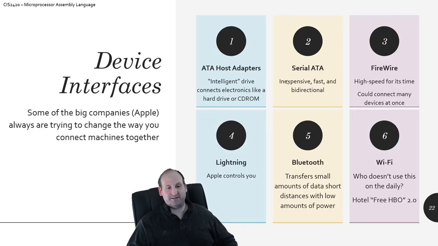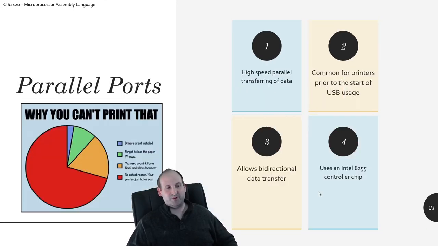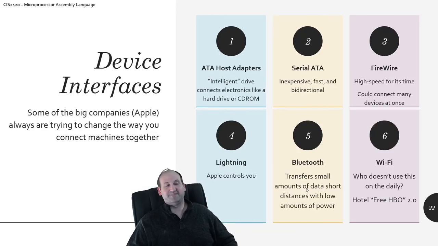And just to finish up here, now we have all sorts of different types of wires. I say parallel, different kinds of interfaces, right? And Apple always coming up with their own Lightning, and Bluetooth and Wi-Fi and FireWire and serial ATA and all this other stuff. Just flying through it because it doesn't much matter.